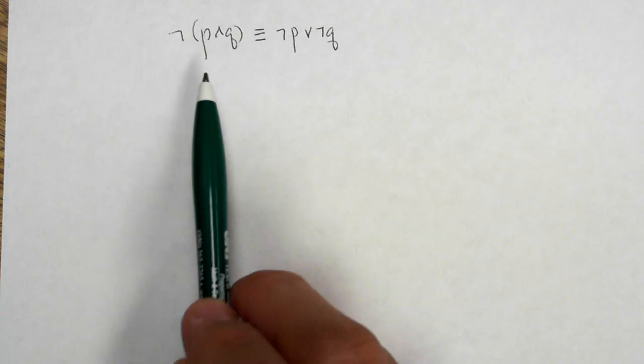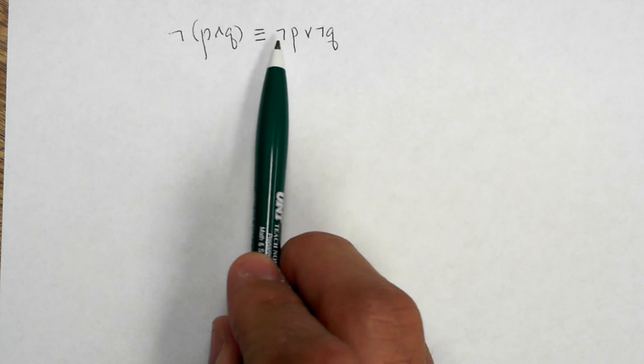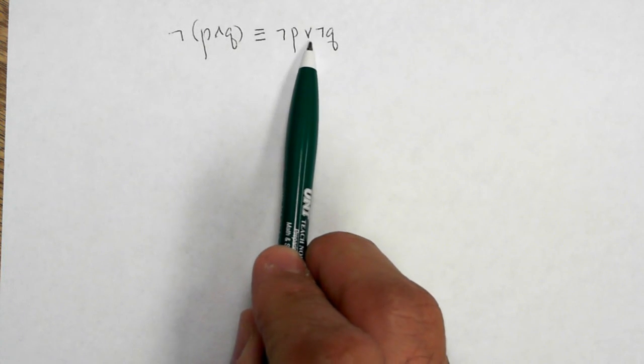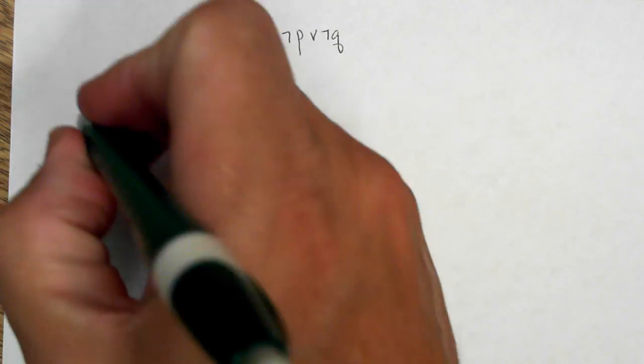Okay, let's take a look at review problem number 1. The first review problem asks us to first show one of these De Morgan's laws, that the negation of P and Q is the same as not P or not Q. And the way that we'll do this is with a truth table.